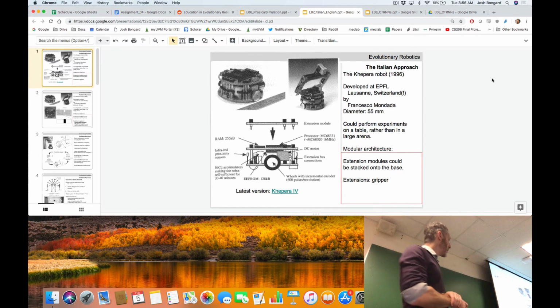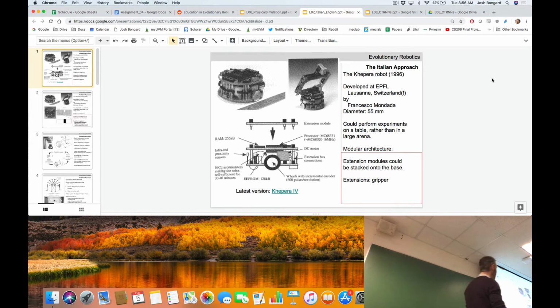The first experiment here from Professor Mondada was using a Khepera robot. This was back in the early 1990s. This series of robots are still being made. I put a link down there to the latest version, Khepera 4. You can go and have a look. Relatively inexpensive, useful for experimentation, simple robotics experiments and education and so forth.